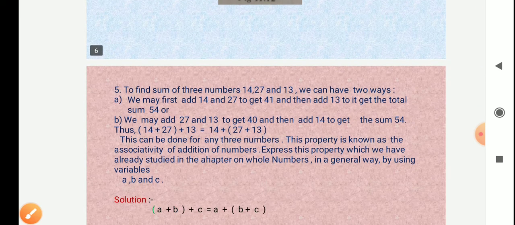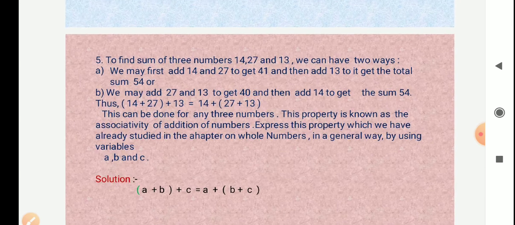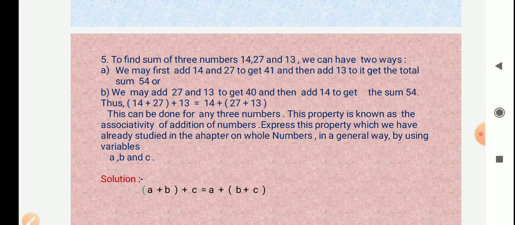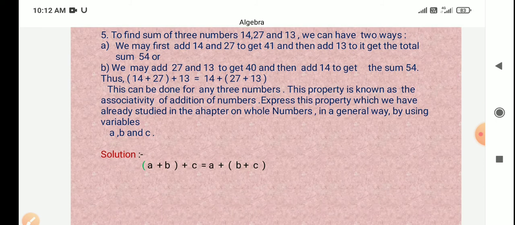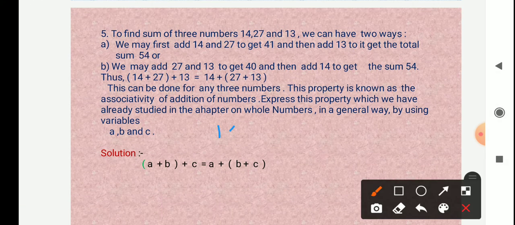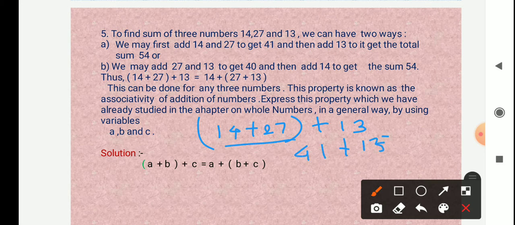Okay, now we will see the next example. To find the sum of three numbers 14, 27 and 13, we can have two ways. We may first add 14 and 27 to get 41 and then add 13 to get the total sum 54. Look here students, 14 plus 27 is 41 and 41 plus 13 is 54. That is one way.